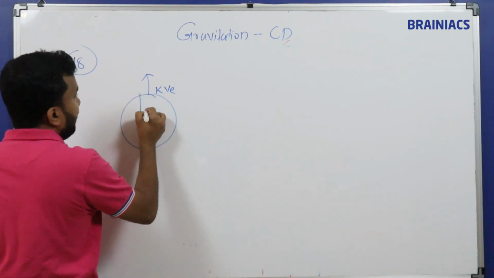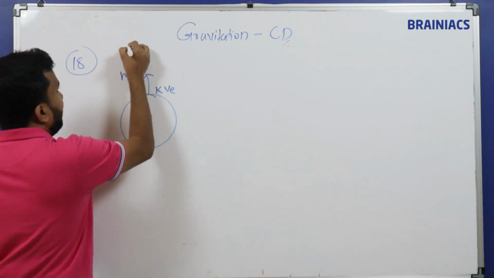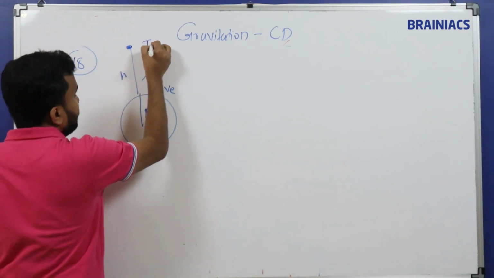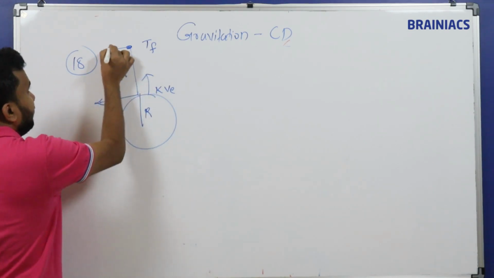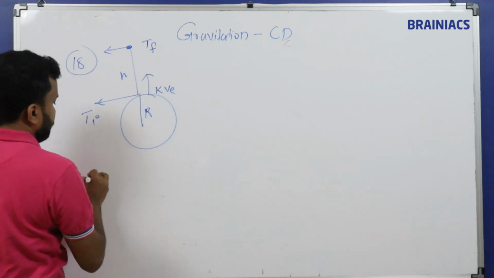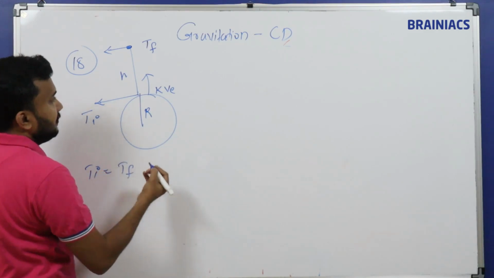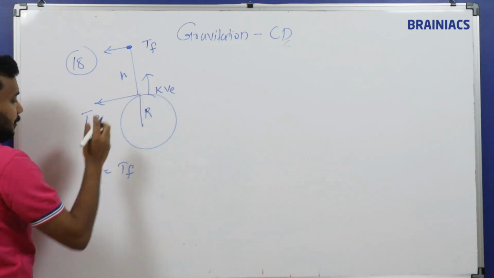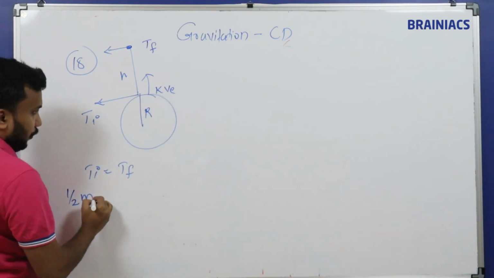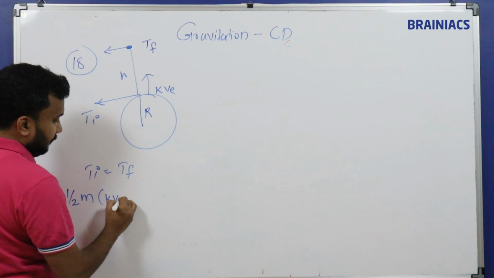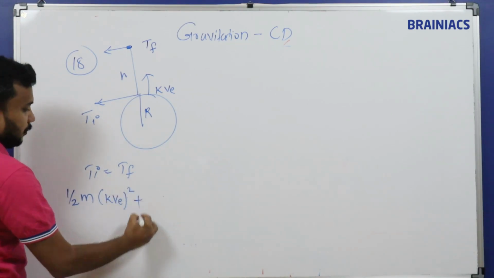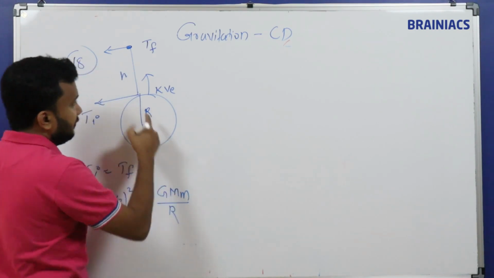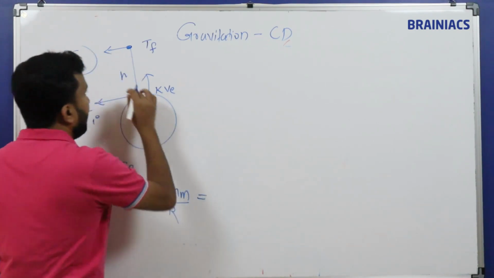So the center of earth is R, and up to what height will it rise? So this is the final point, right? So this is the total energy at final, and this is the total energy at initial. So total energy initial equals total energy final. For all these problems, energy conservation. Initially, speaking about velocity, half mv square. V square means what? kVe square, plus potential energy there, minus GMm divided by capital R. This is on the surface. Now I am going to a height h.